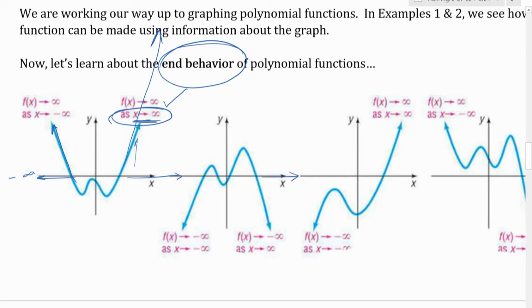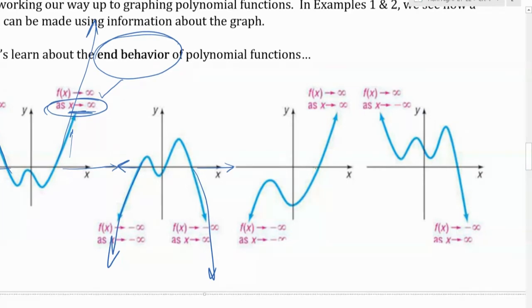As x approaches positive infinity, your y's approach negative infinity. As x approaches negative infinity, your y's approach negative infinity. As x approaches positive infinity, your y's, f of x's, approach positive infinity. As x approaches negative infinity, your y's approach negative infinity. This is called the end behavior. What happens out on the ends?